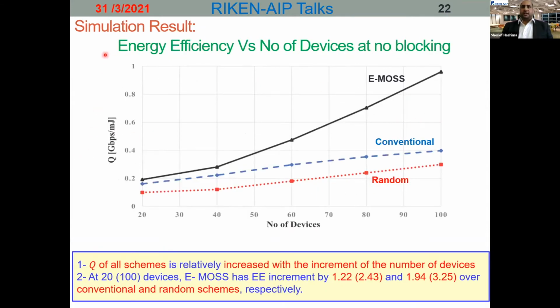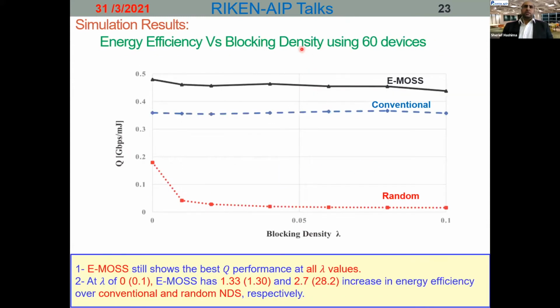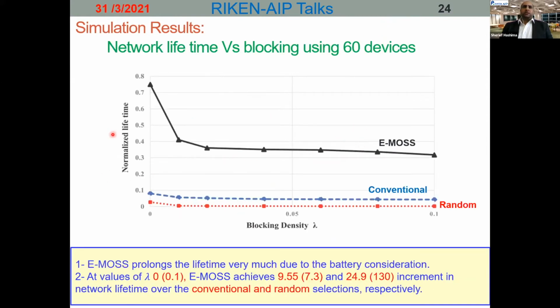Also, the energy efficiency against number of devices for EMOS, conventional, and random. The energy efficiency increases with the increment of the devices. And also, EMOS gives a larger result because it selects one device to do beamform training after investigations. Also, the energy efficiency against blocking density using 60 devices, and EMOS gives promising results. Also, the network lifetime against blocking density: due to the effect of the energy terms that we added to the MOS equation, it saves a lot of energy for the network lifetime.